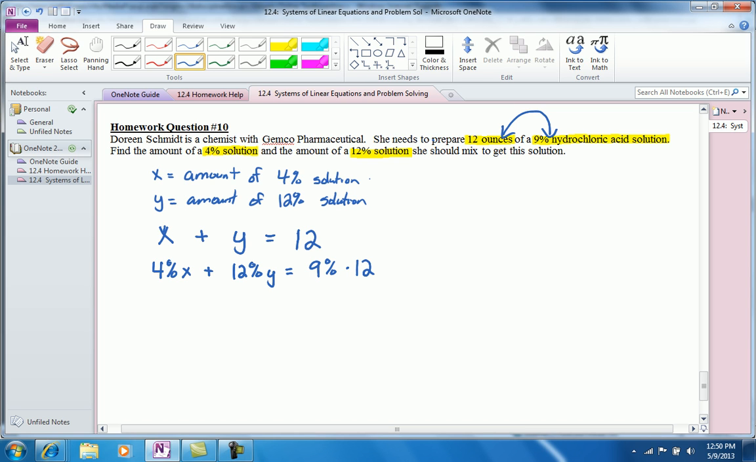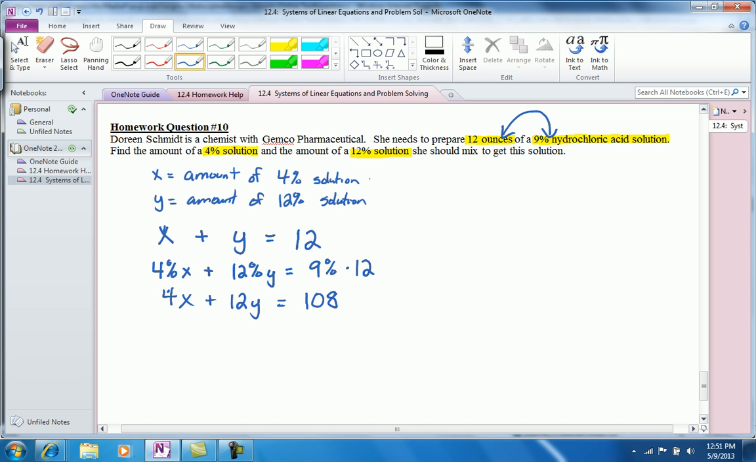And what I could do here is I could change my percentages into decimals by moving the decimal two places to the left. But I would counteract that by multiplying by 100. So I'm actually just going to leave them in the form they are now. So this would just be 4x plus 12y equals 9 times 12, which is 108.